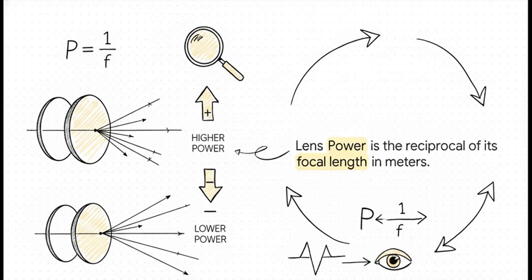But there is one massive caveat here. That focal length must be measured in meters, not centimeters. This creates a really interesting inverse relationship. A thick, curved lens with a very short focal length actually has a much higher optical power because it's bending the light so aggressively. It brings the light to a focus very rapidly, so its power is immense.